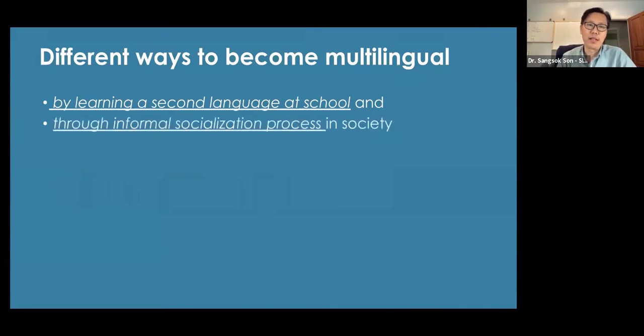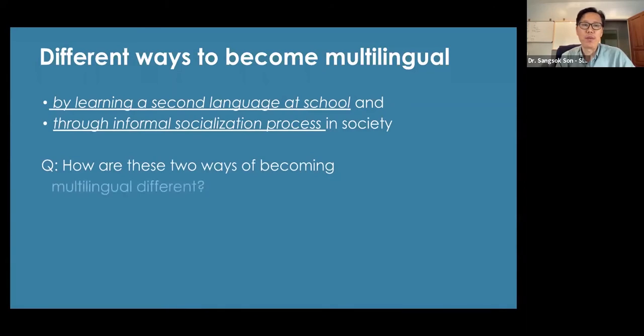And then other people may become multilingual through informal socialization, by social contact, by dialogue within their community or wider community. They are exposed to different languages besides their home language. So even if they are not educated, even if they didn't learn the language in school, they are becoming multilinguals. How are these two ways of becoming multilingual different, do you think?